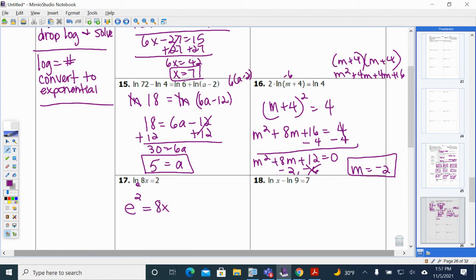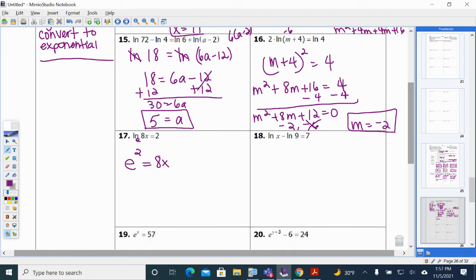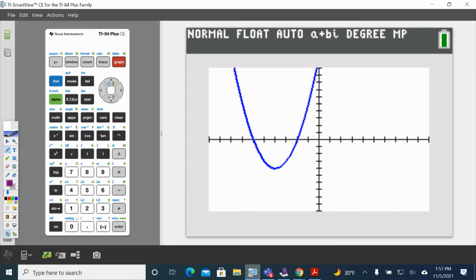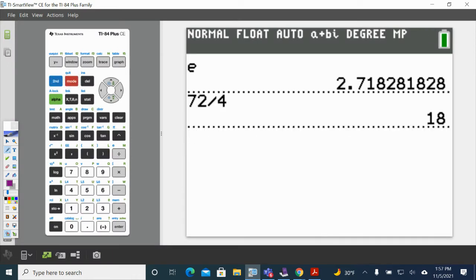Now the reason why a few minutes ago I showed you where the e is because e squared becomes a number. So let's go to second divide and then square.